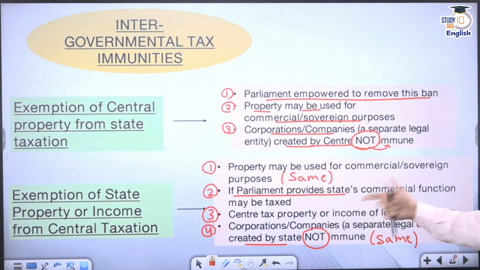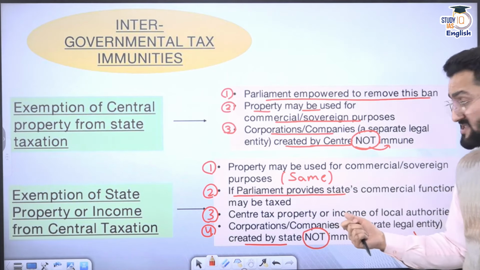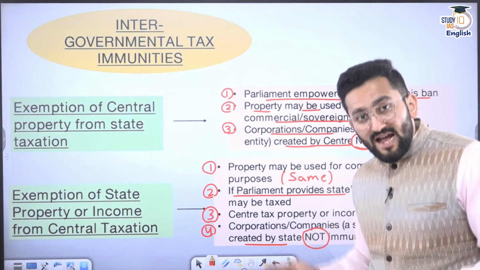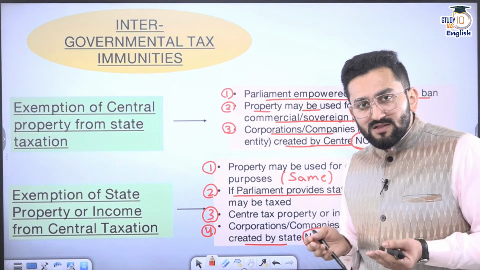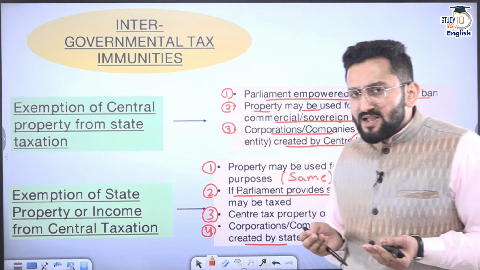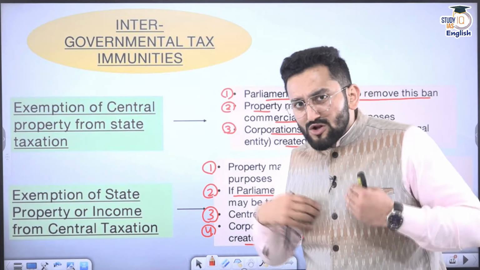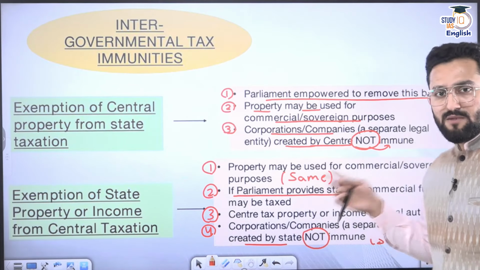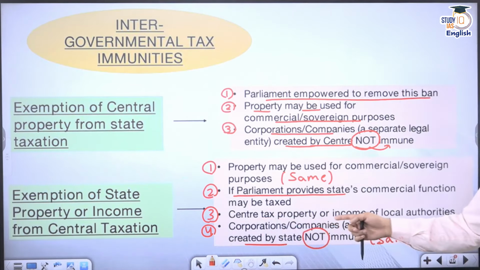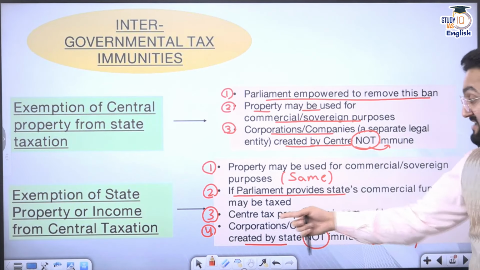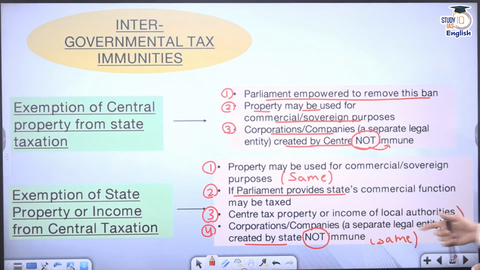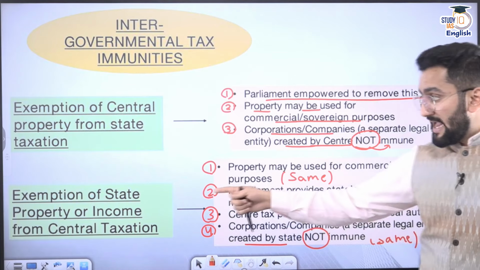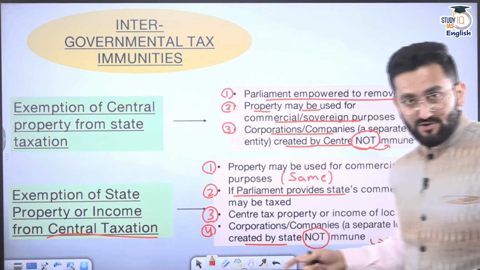Second, if Parliament provides commercial function, may be taxed. It means if Parliament itself has provided, has supported state government to have this business, sustain this business. So it is like now Parliament will say that it is not your own business. We have also partnered in that. Since we have also partnered in that, we want to actually impose tax. So this can be done. Center tax on income of local authorities. So central tax on property or income of local authorities. So local authorities can be actually exempted. Means they are having immunity. And immunity from central taxation. Okay.